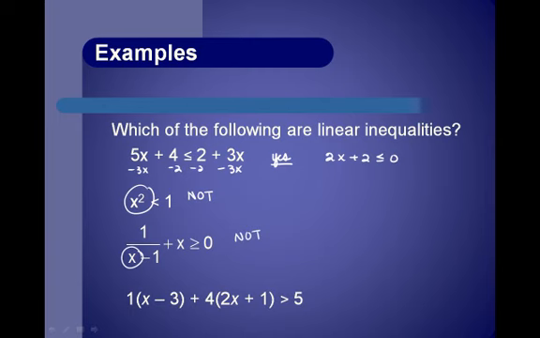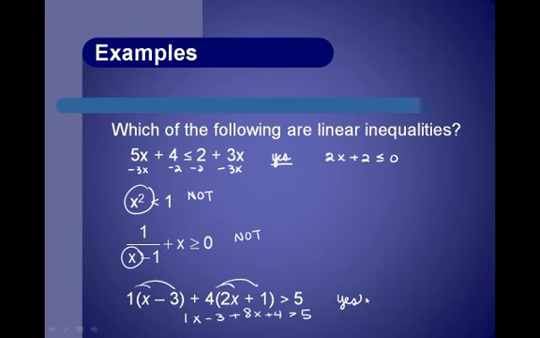And then the last one, it looks linear. We could go through and multiply it out. So if we distribute, we would get 1x minus 3. For the second part, we would get plus 8x plus 4 is greater than 5. Notice how there's one variable, it's to the first power. So yes, this one is going to be a linear inequality.